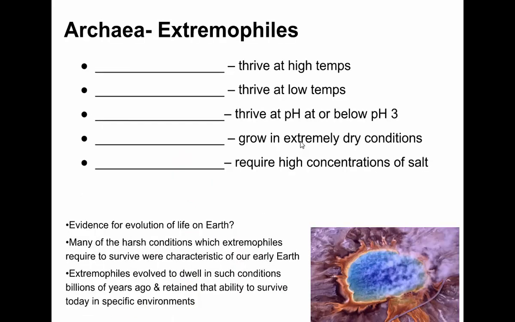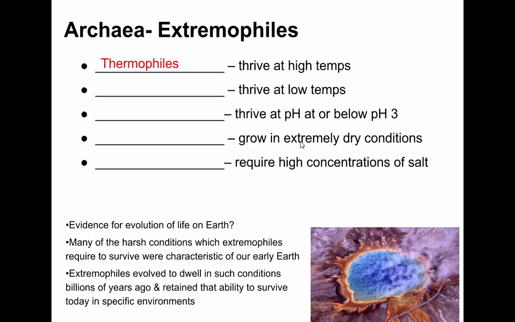Extreme heat, extreme cold, extreme salt conditions, extreme dry conditions, extremely acidic conditions. They've since been found lots of other places also, but this is kind of where they were first discovered. And so there's some names that scientists give to these that describe where they can live. Yours are a little different, don't worry about it.